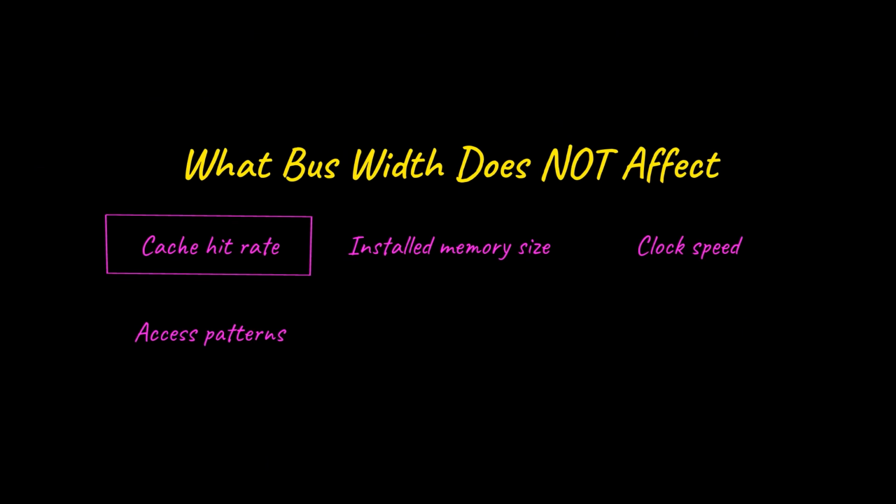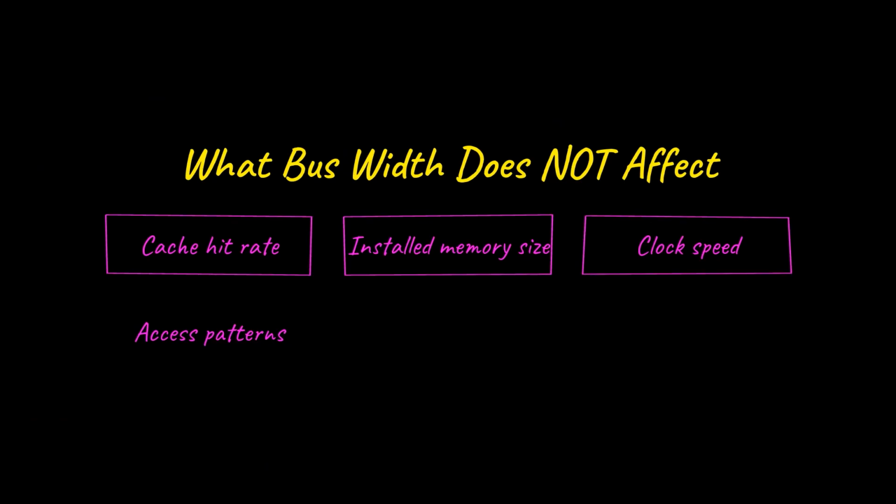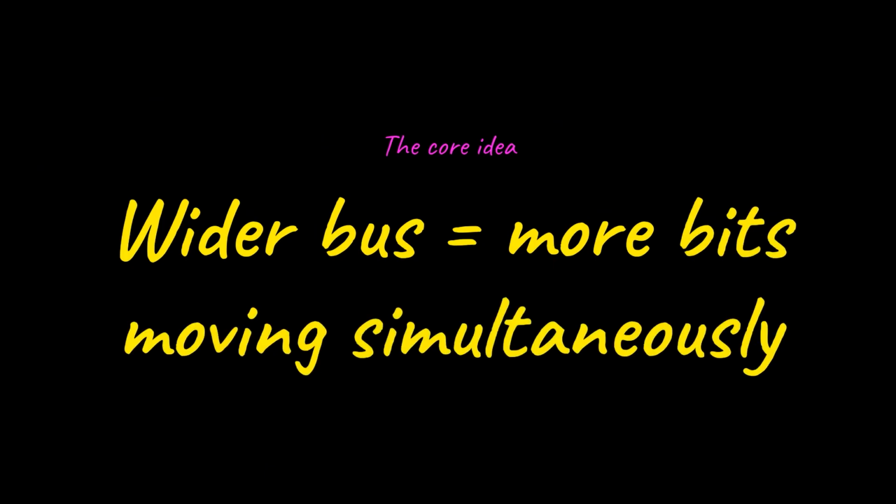It's important to separate bus width from other system properties. Cache misses depend on access patterns, not bus width. Memory capacity depends on addressing and installed RAM. Bus width governs only one thing: how many bits are transmitted at the same time. When you see the words bus width, parallel lines, or bits transmitted simultaneously, the signal is always the same. A wider bus moves more data per transfer, which generally improves transfer performance between components.